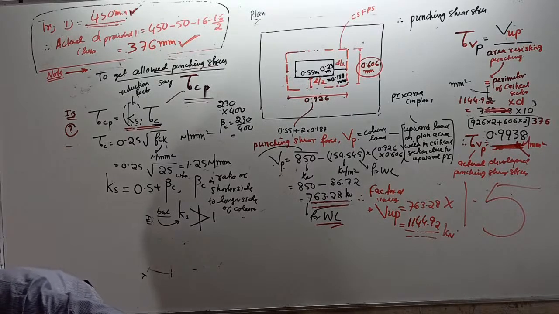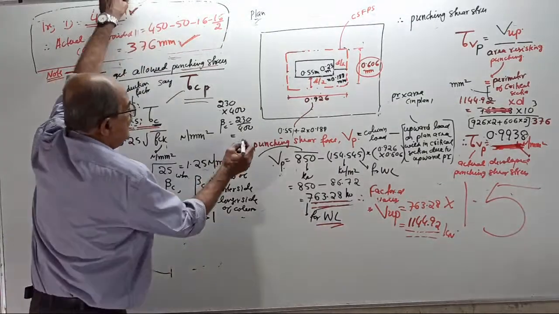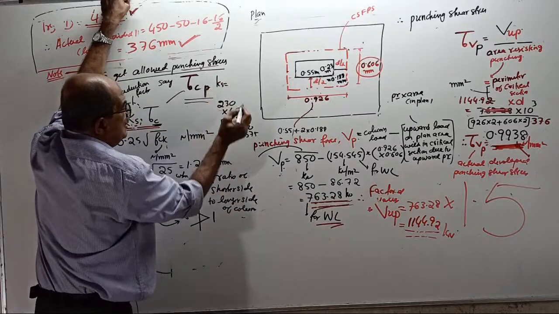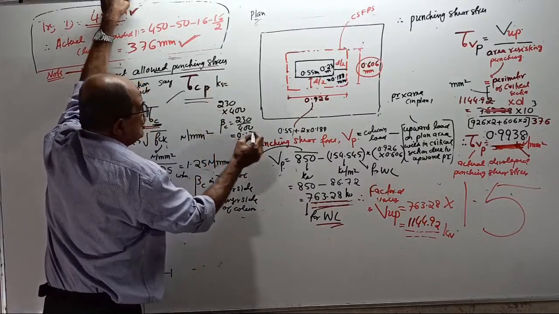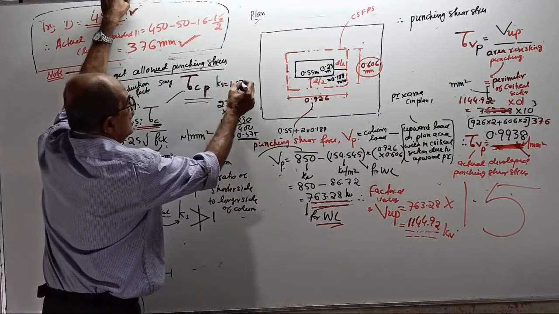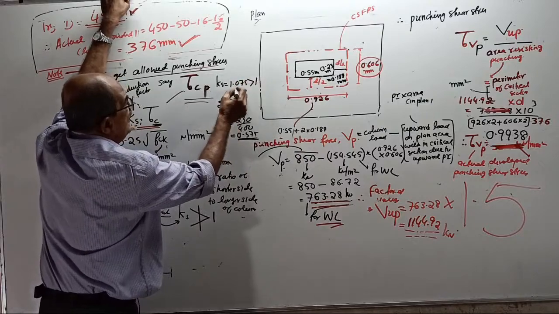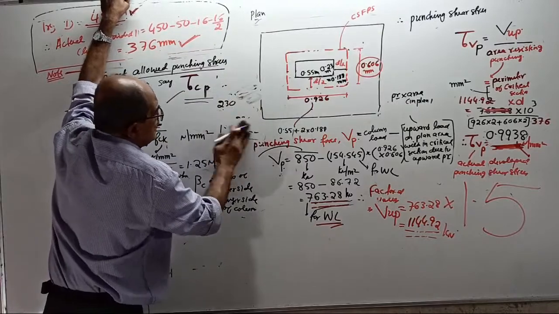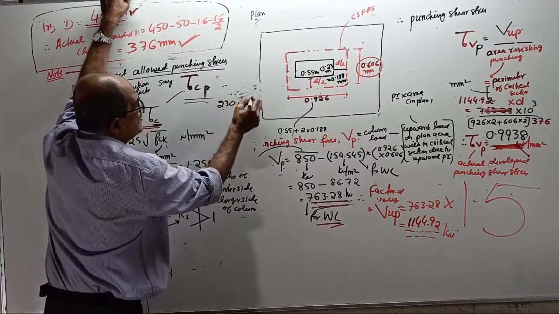Beta C ratio. Oh, this is 0.575. If it is 0.575, then your Ks will come 0.5 plus 0.575, which is 1.075, more than 1, therefore take 1. Okay, now suppose it is 230 by 460.